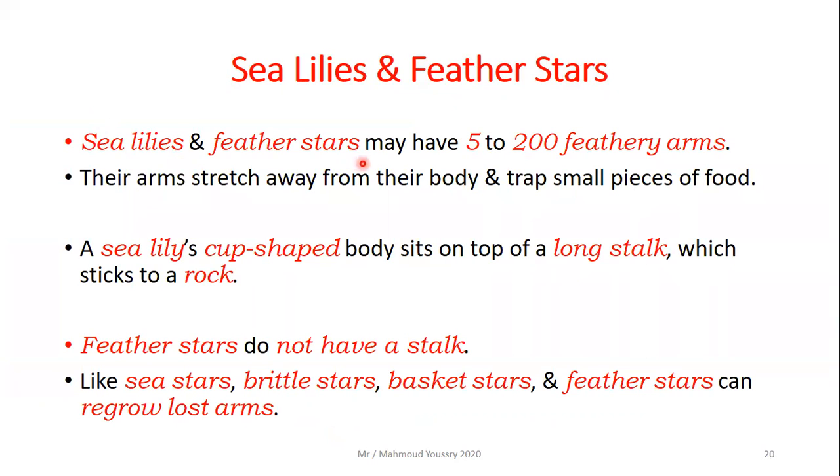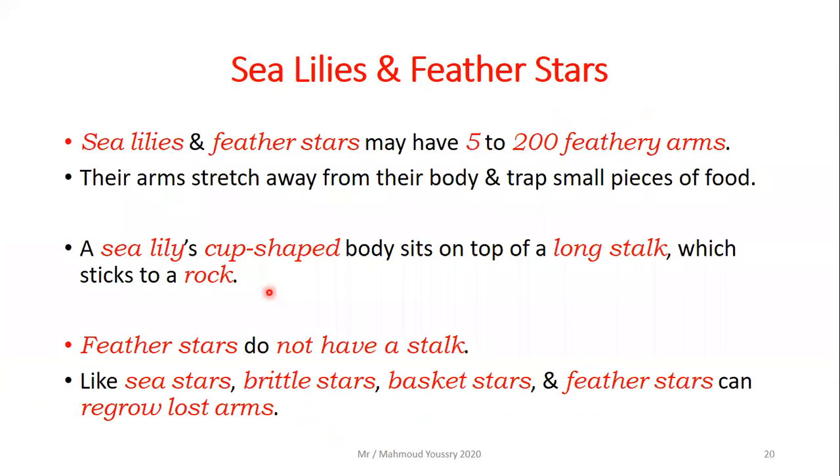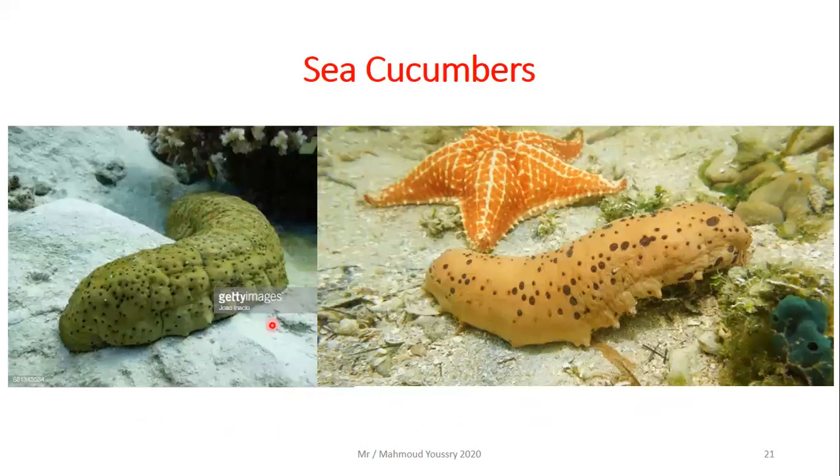Sea lilies and feather stars may have from 5 to 200 feathery arms. Can you imagine? Their arms stretch away from their body and trap small pieces of food. A sea lily's cup-shaped body sits on top of a long stalk which sticks to a rock. So this is the sea lily. As you can see, it sticks to something. The feather stars do not have a stalk. They can regrow lost arms. Yes, this is regeneration.